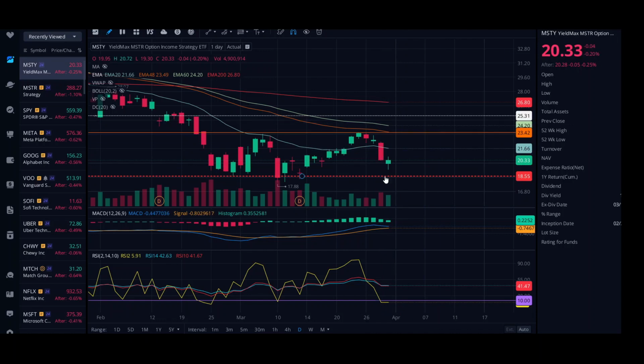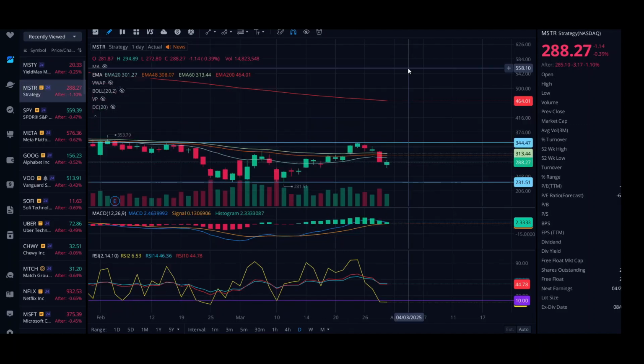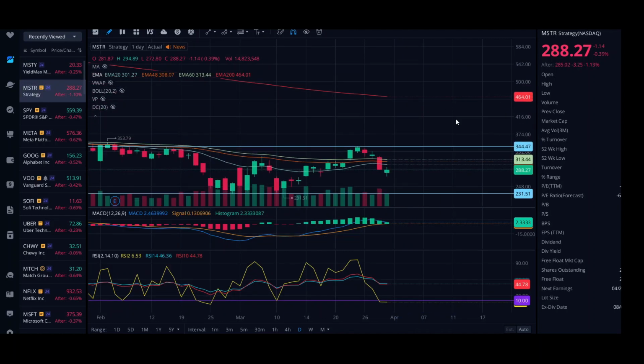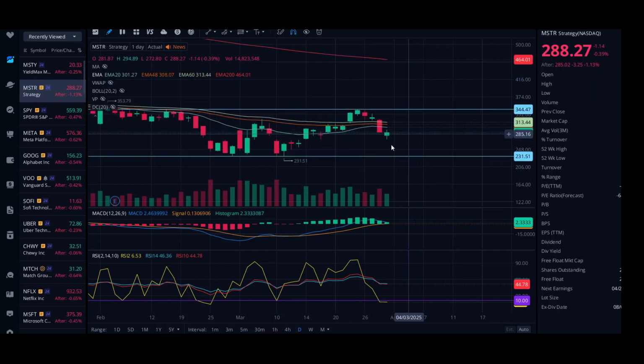So let's take a look at MR and see if we can see where we're headed with that. And as you can see here on MR, it looks very familiar with MSTY, and looks like it did have a little bit of a green candle as well today. And let's go ahead and switch this over. I've got the EMAs turned on, but let's go ahead and flip this over to the adjusted chart.